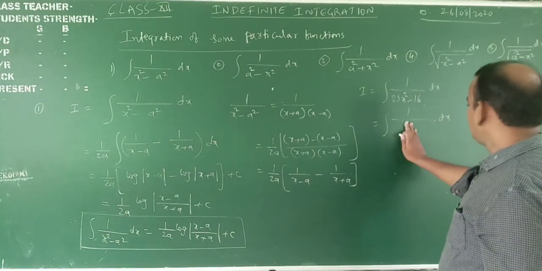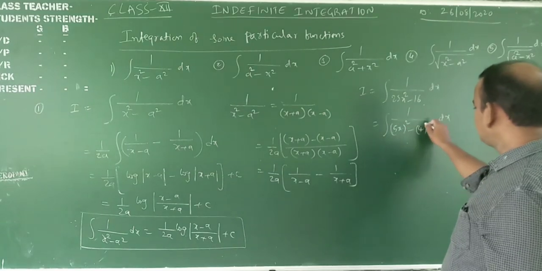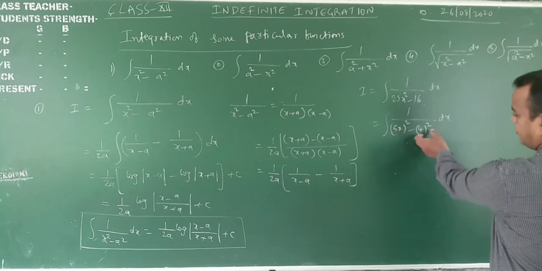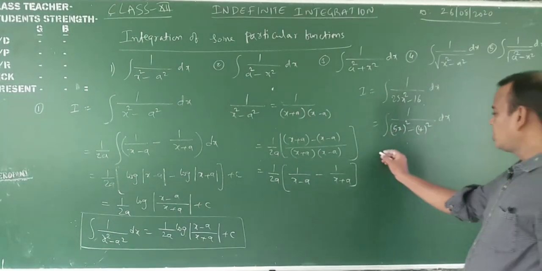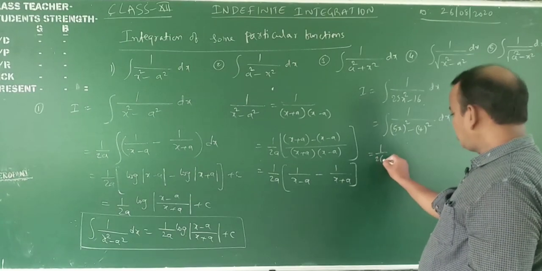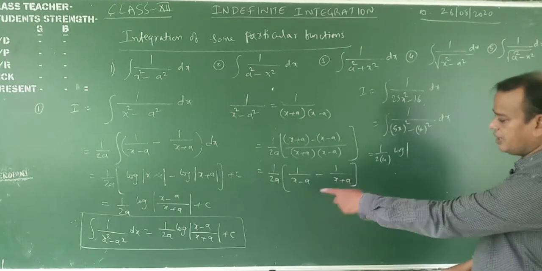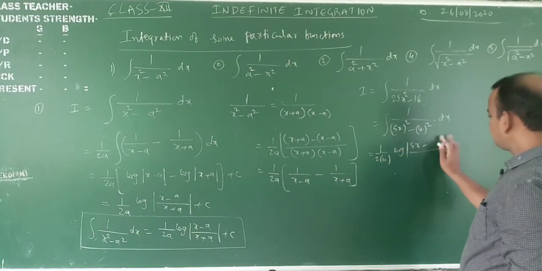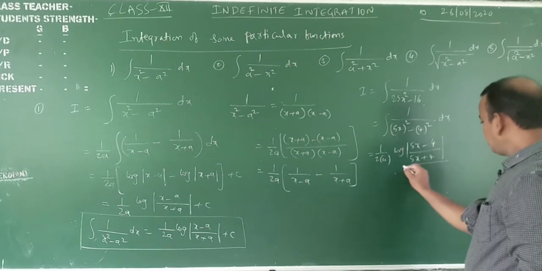Now how to write this one? 5x whole square minus 4 square. Here it is x square minus a square. This is the x square minus a square formula. 1 by 2a, here a value is 4. 1 by 2a log mod x minus a by x plus a, where x means 5x and a means 4, so 5x minus 4 by 5x plus 4. Why by 5?